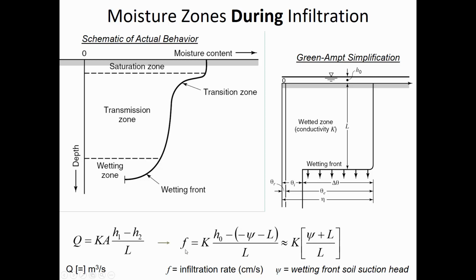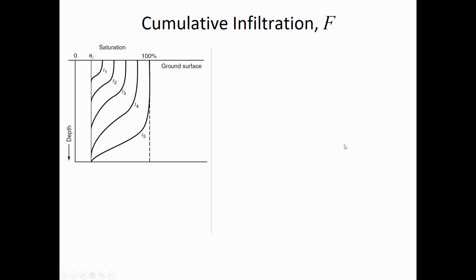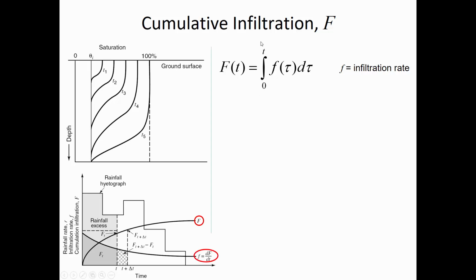So this lowercase f has units of centimeters per second. It's a rate or a speed, the speed that the water is moving down through the soil. If we integrate that over time, we want to know the cumulative infiltration that's occurred to a certain point, then that's uppercase F. And the way that's modeled is just by looking at the rate of infiltration over time and integrating that from the start of the rainfall event up until T, the time in question.